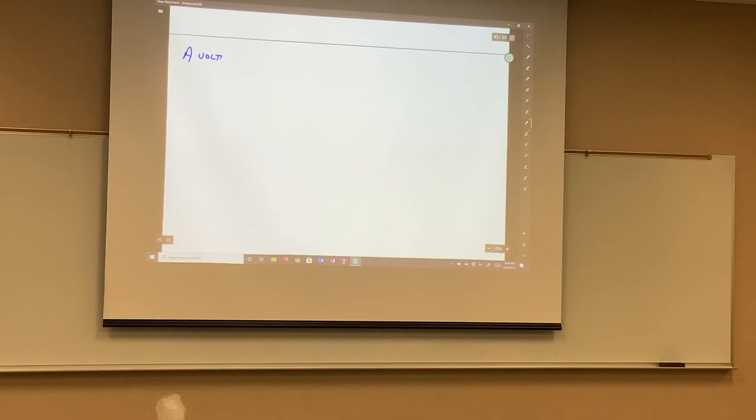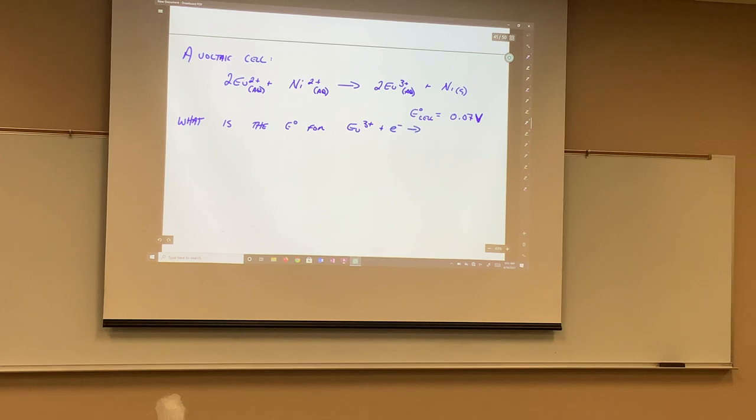So we have a voltaic cell. We have nickel and we have europium. And we make this voltaic cell and we measure that E naught of the cell is equal to 0.07 volts. So we made a battery, we measured its potential, we have its E naught of the cell here. So the question: what is the E naught for the reduction of europium? What is the E naught for europium getting reduced?